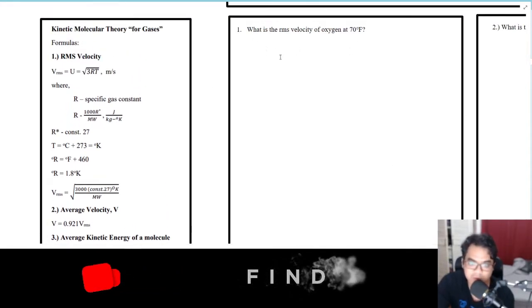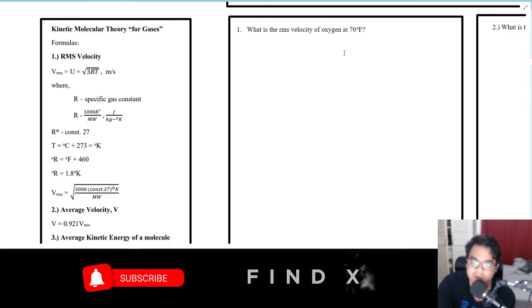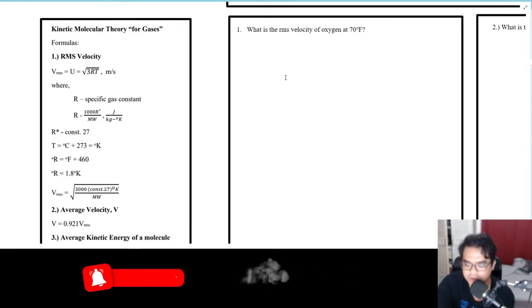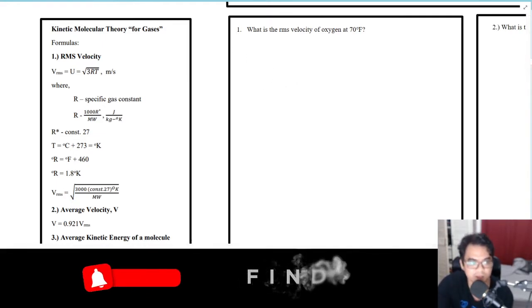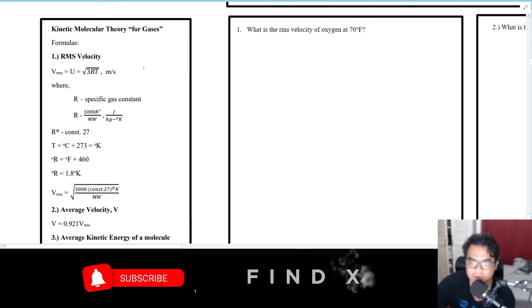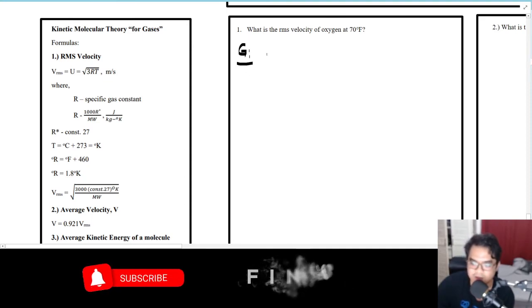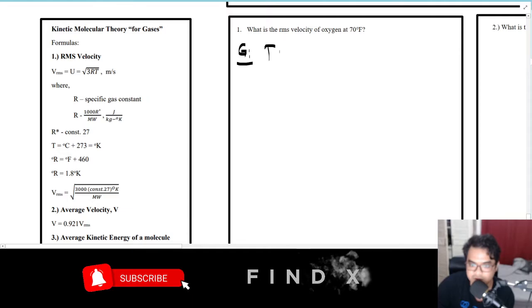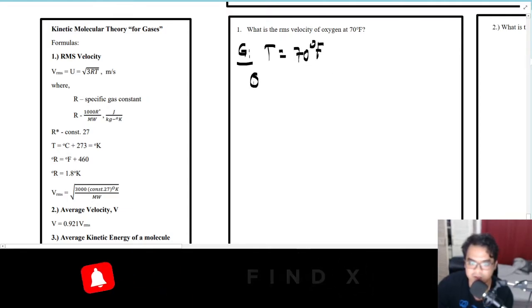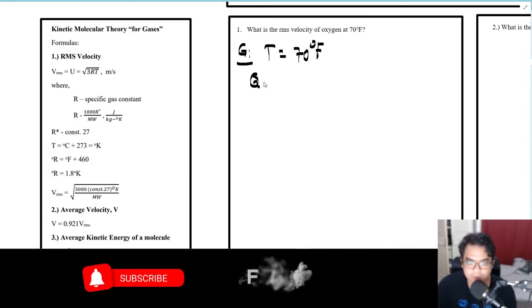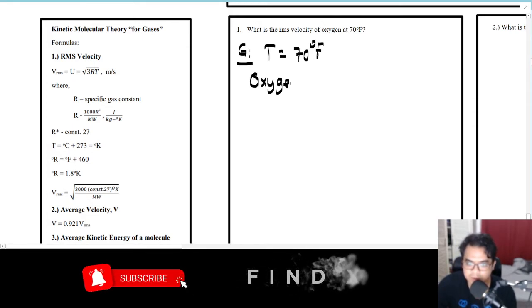For the first problem, we have: what is the RMS velocity of oxygen at 70 degrees Fahrenheit? For this one, there is actually a fun way or mnemonic, which I will discuss again later on. So we have here T is equal to 70 Fahrenheit. This is oxygen. Remember that this oxygen is in free state.